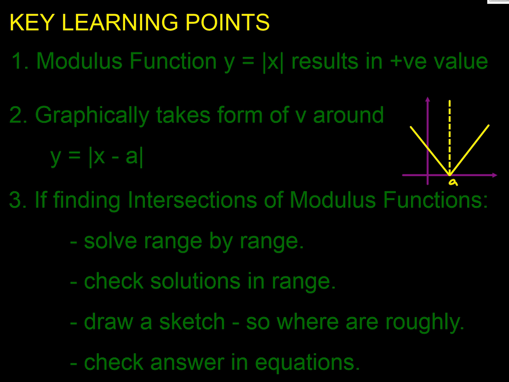Okay, finally, here are my quick notes, key learning points, summary for you. The modulus function gives us the positive, the absolute value of x. Graphically, these functions have the shape of a V. It could be either a V with the point down or a V with the point up. And the important thing is that this a here tells us where the bottom of the V is, because that's the point where x equals a. This is going to equal 0, isn't it?